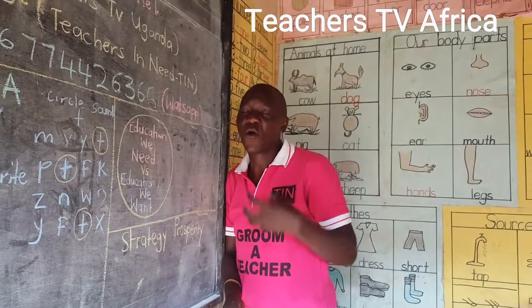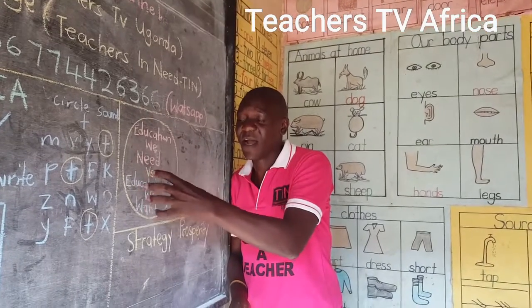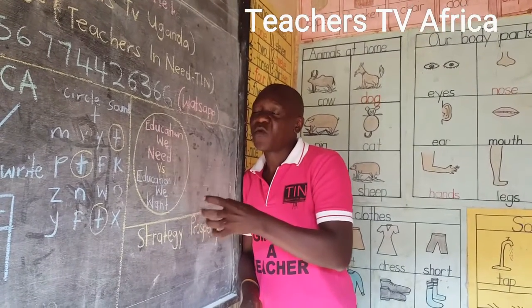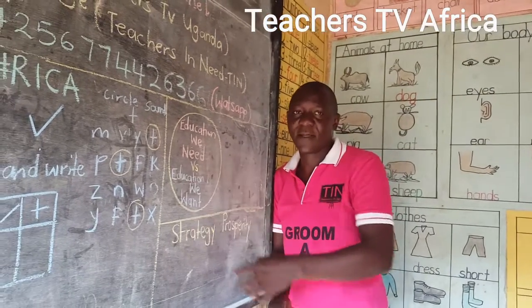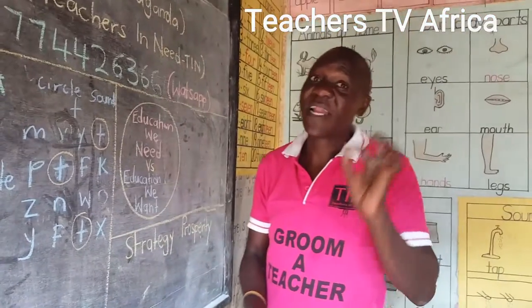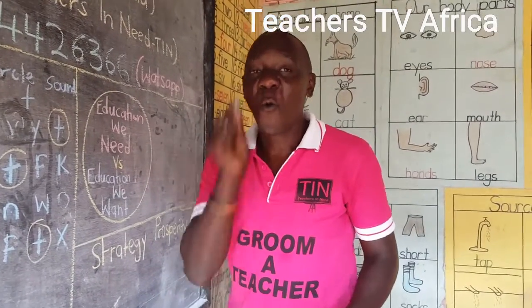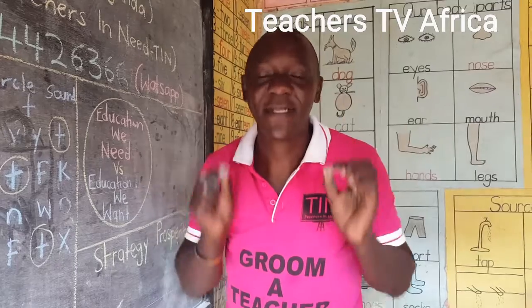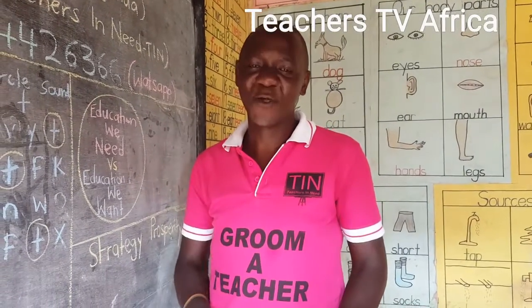Now, today we are going to look at one thing. We don't have time to go through what it means, but quality education in the education we want is a privilege, it is for a few people. Then in the education we need, quality education is a right. It's a human right. Every child is entitled to quality education.